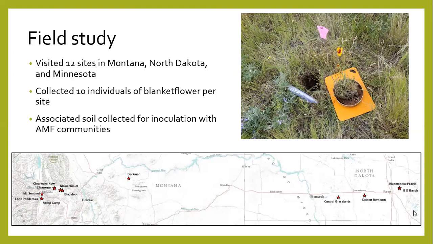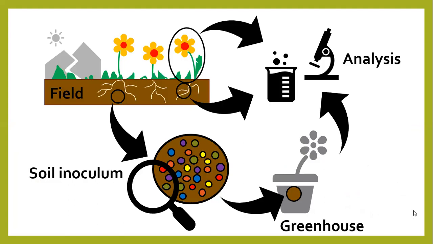So as you can see here, at each site I collected 10 individuals of blanketflower, and I also collected associated soil, both to analyze the soil and also to use that soil to inoculate plants in the greenhouse with those same AM fungal communities. Okay, so if we return to this graphic, I'm going to focus on the field portion of my research first.